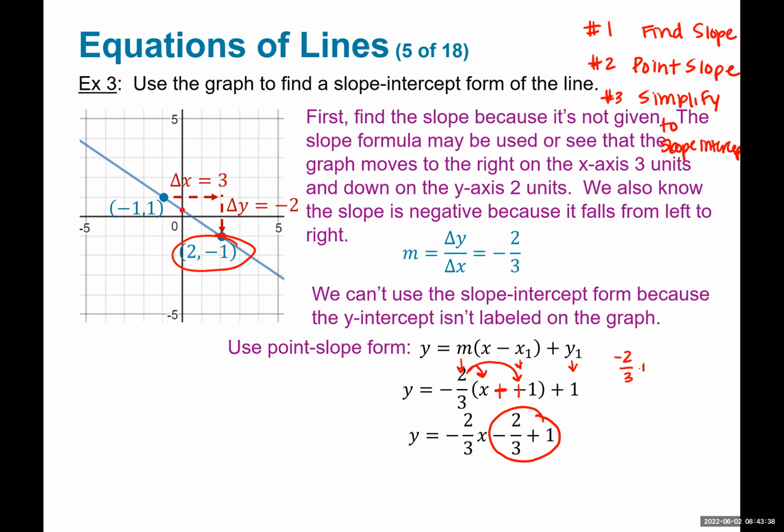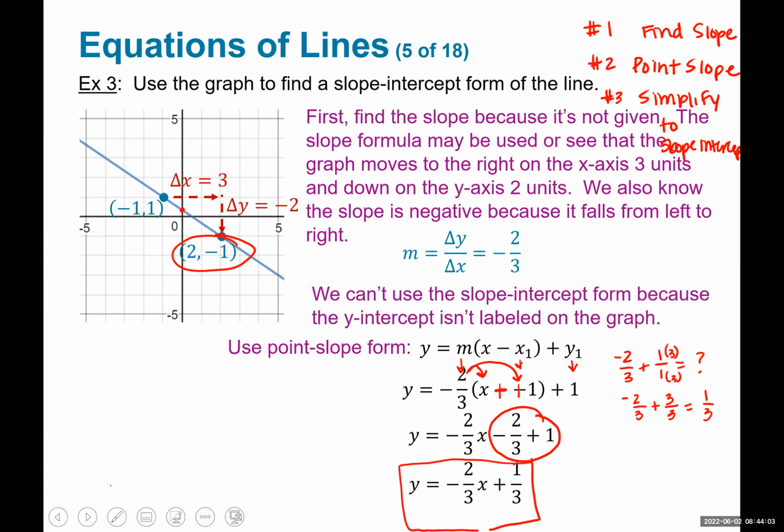negative 2/3 plus 1 over 1 equals what? Well, that 1 over 1 has to have the same denominator. So we multiply the top and the bottom by 3. Negative 2/3 plus 3 over 3. And that becomes 1/3. So that is going to be our y-intercept. You got to be able to do that fraction manipulation off to the side. Pause that, rewind it, see if you have any questions. We'll talk about it in class.